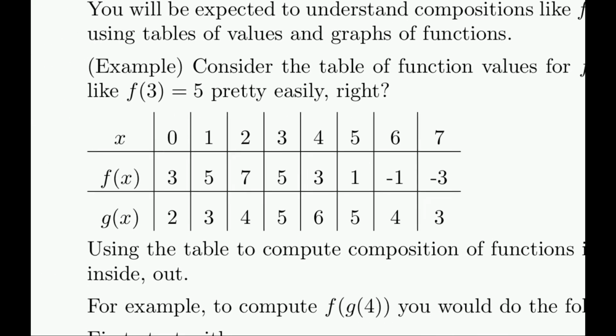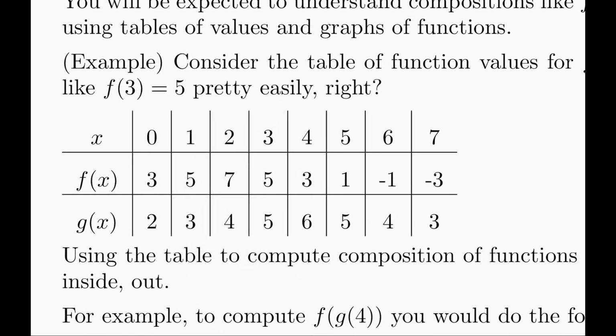So here's my table. If we're looking up g of 4, you look across the x column for the 4. There it is. And then you look down to the g row in order to find the value. So you go over to 4 and then down to g, because this is the x row, f row, g row. So over to 4, down to g, and we find a 6. So that says that g of 4 is 6.